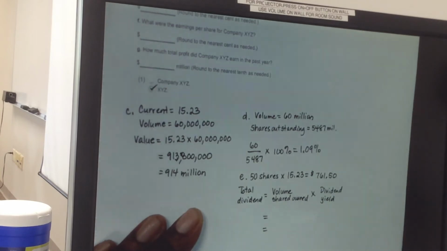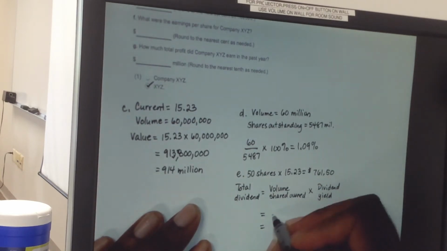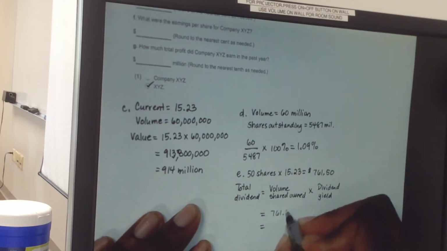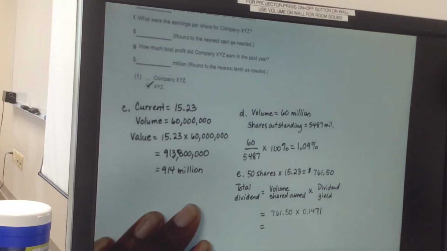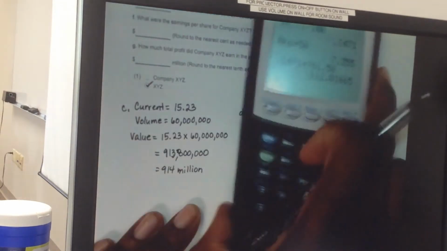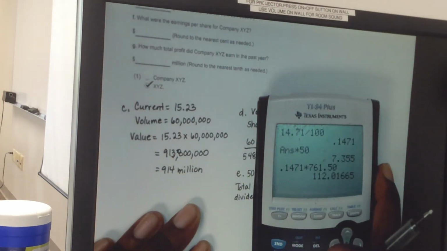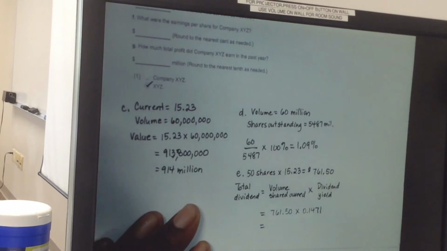So let me go ahead and correct all of that. 761.50 times 0.1471. And to the nearest cent, or to two decimal places, as I have here, this will be $112.02.